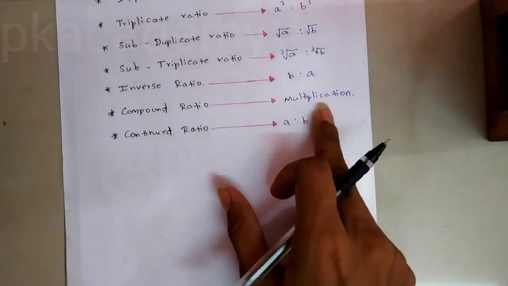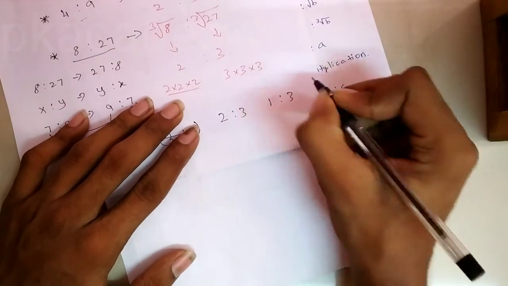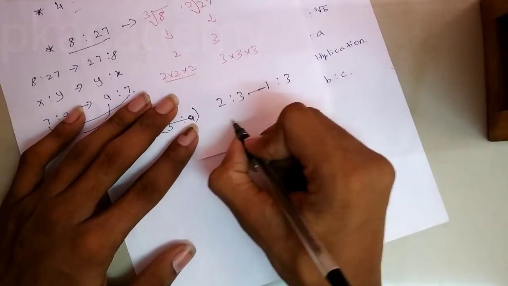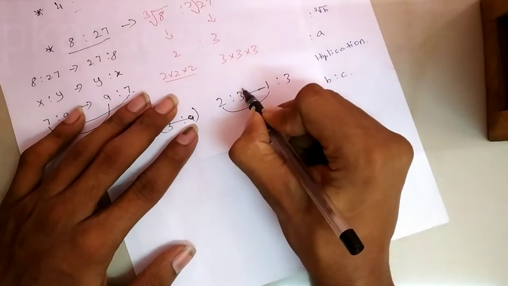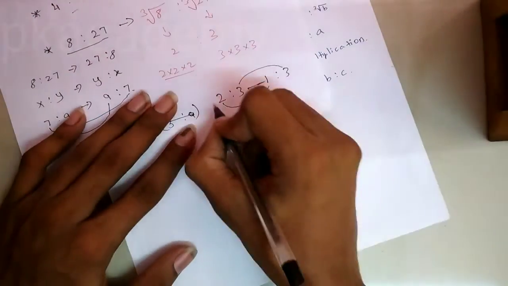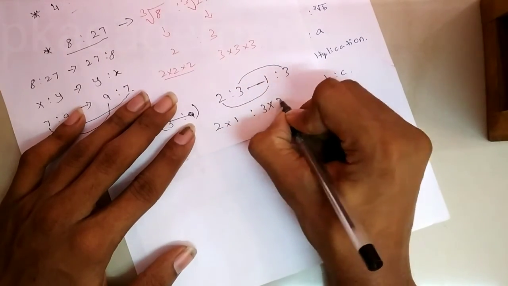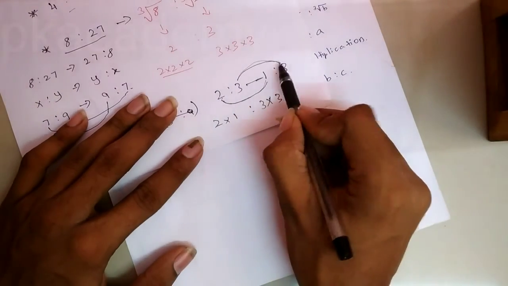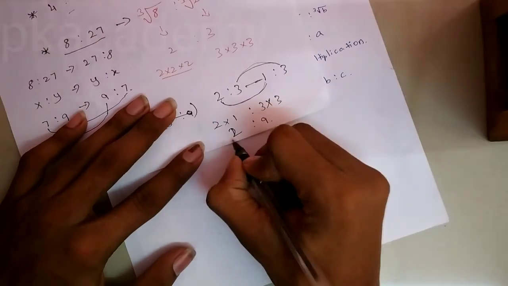Then the other two are compound ratio and continued ratio. Compound ratio is nothing but the multiplication of two or more ratios. For example, if they give us 2 is to 3 and 1 is to 3, and want us to compound these two ratios, then the answer is going to be the multiplication of the antecedent numbers and the multiplication of the consequent numbers. So the answer is going to be 2 into 1 is to 3 into 3. The antecedents and the consequents are multiplied. So 2 ones are 2 and 3 3s are 9. The answer is going to be 2 is to 9.